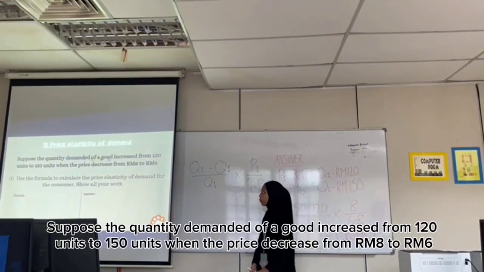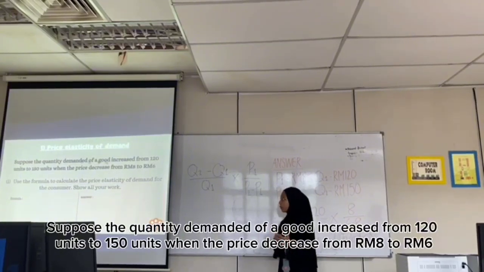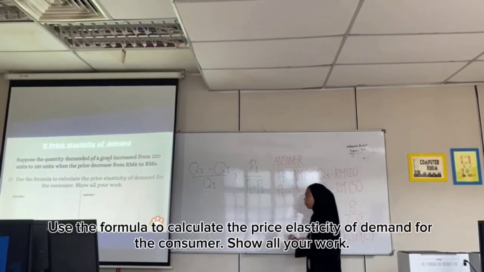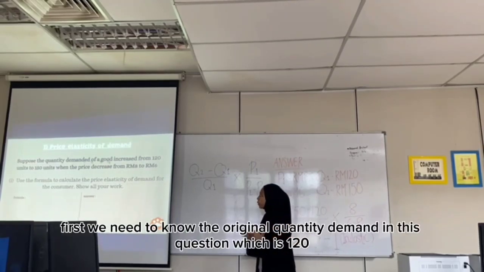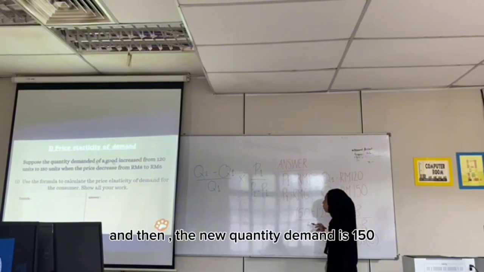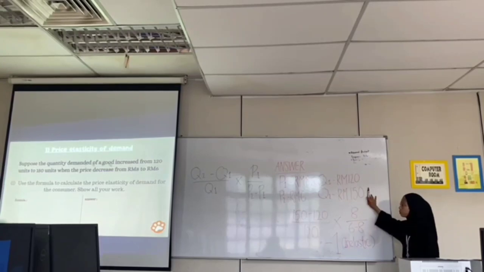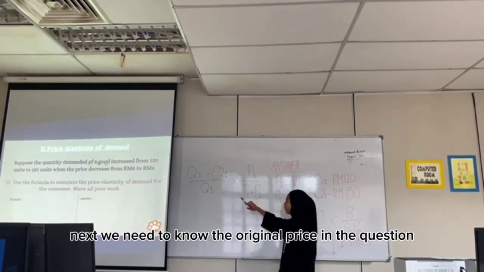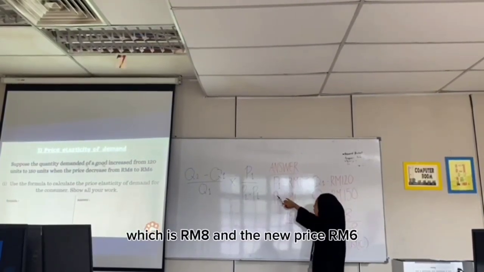Suppose the quantity demand of crude increases from 120 units to 150 units when the price increases from RMA to RMC. Use the formula to calculate the price elasticity of demand for the consumer. Show all your work. First, we need to know the original quantity demand in this question, which is 120, and the new quantity demand is 150. Next, we need to know the original price in the question, which is RMA, and the new price, RMC.